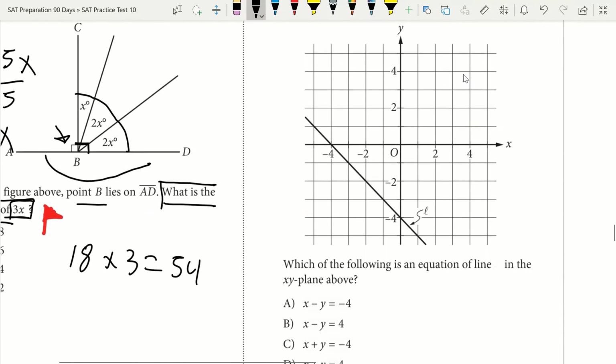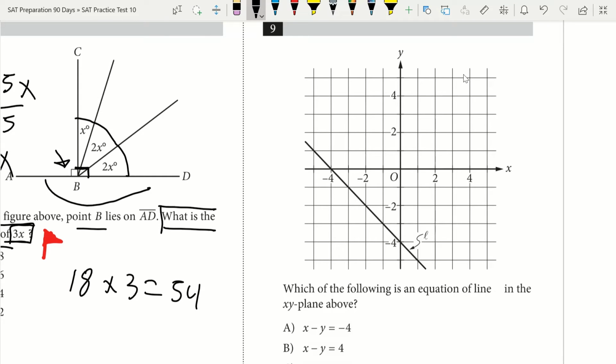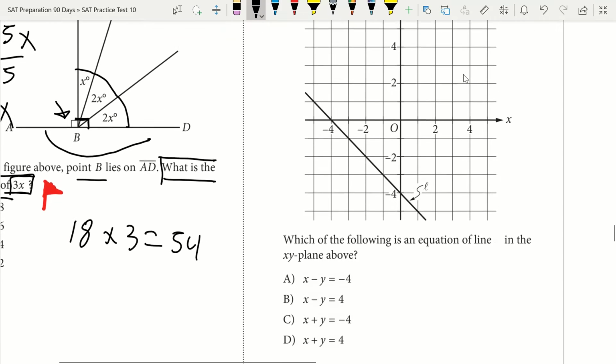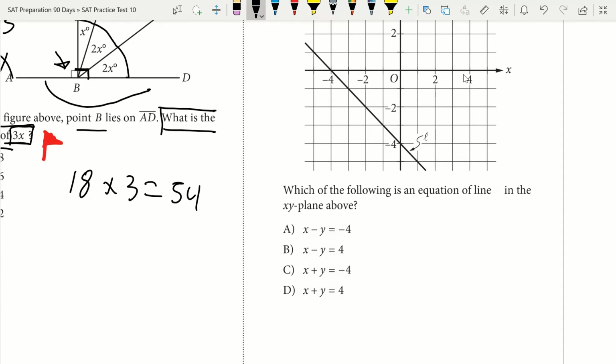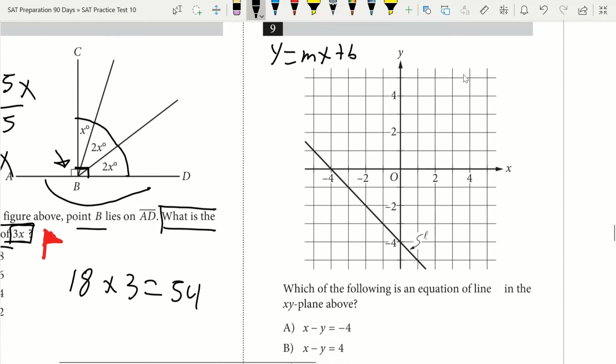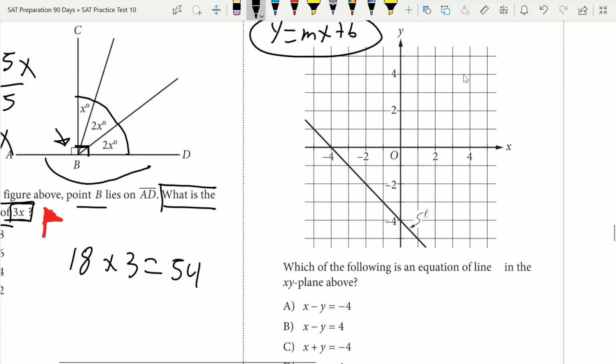All right, question 9. Which of the following is an equation of the line in the xy plane above? Okay, so generally you'd be looking at this line and you just think, oh, I want to put it in y equals mx plus b. Now, you are going to want to put it in y equals mx plus b, but it does not give you an answer choice that has that, right? You're given it in a different form than y equals mx plus b. So you got a couple options. For most people, since most people are much more comfortable with y equals mx plus b, I think the best thing to do is to try to convert the answer choices to that.